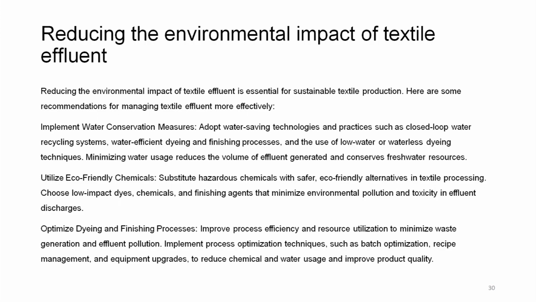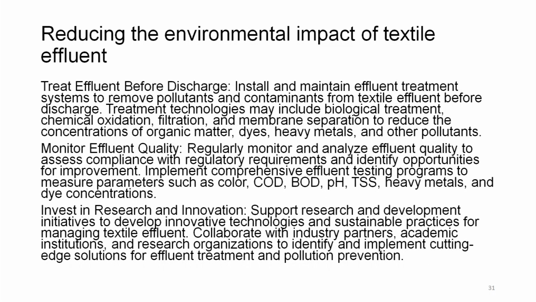Optimize dyeing and finishing processes. Improve process efficiency and resource utilization to minimize waste generation and effluent pollution. Implement process optimization techniques such as batch optimization, recipe management and equipment upgrades to reduce chemical and water usage and improve product quality. So, reducing the environmental impact of textile effluent is the only way out.